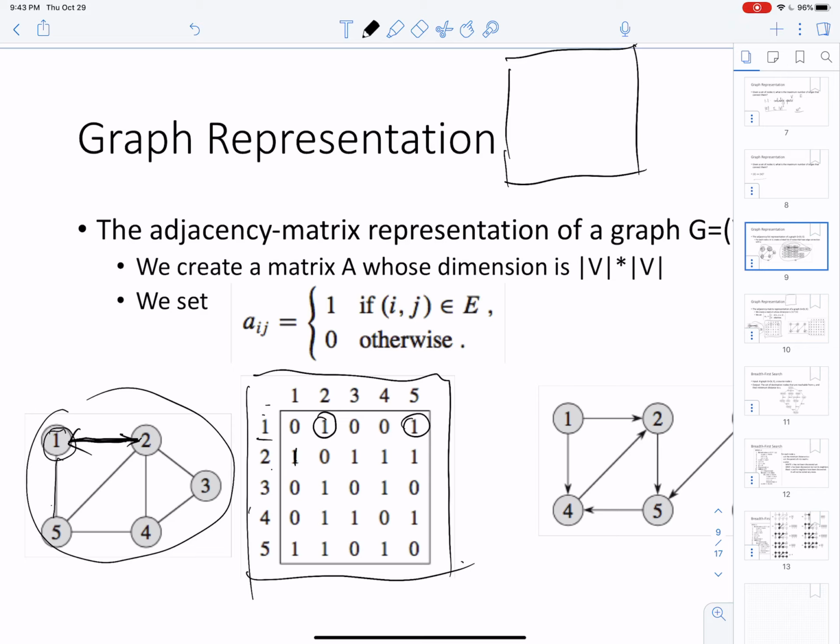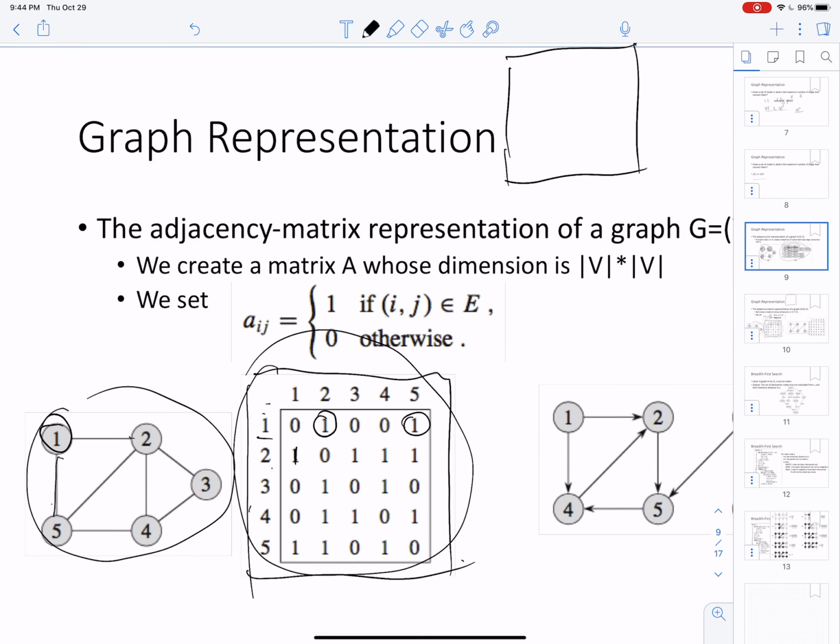And here, let me ask you one question. If you are given this adjacency matrix, and I ask you what are the neighbors of node 1, what are you going to do? How could you find the neighbors of node 1?